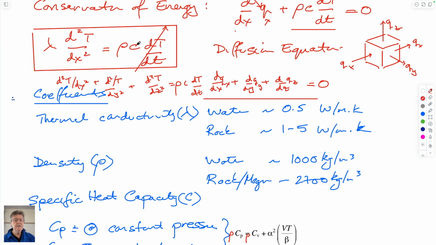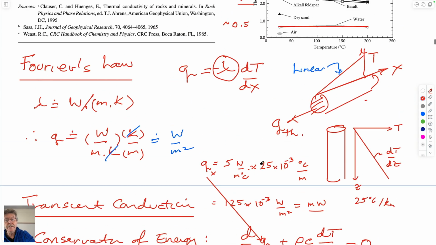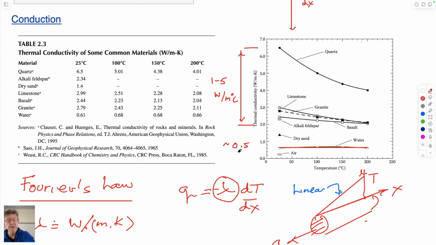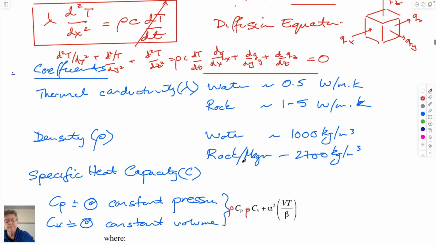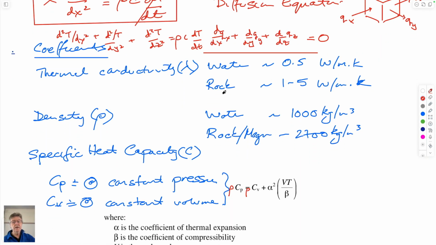So the coefficients we need to know something about are density, specific heat capacity, and thermal conductivity. We already talked about conductivity being in these ranges for different materials. The density of water is 1,000 kilograms per cubic meter. Rock typically is 2,700 kilograms per cubic meter. It doesn't change very much.